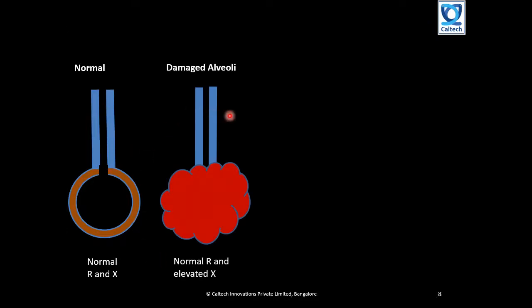In this case you will find that the resistance is normal, that is, there is no obstruction in the airways, but the periphery seems to be hampered here. The peripheral properties, that is the elastic properties, are hampered, because of which the reactance, that is X, is increased while the resistance is normal.